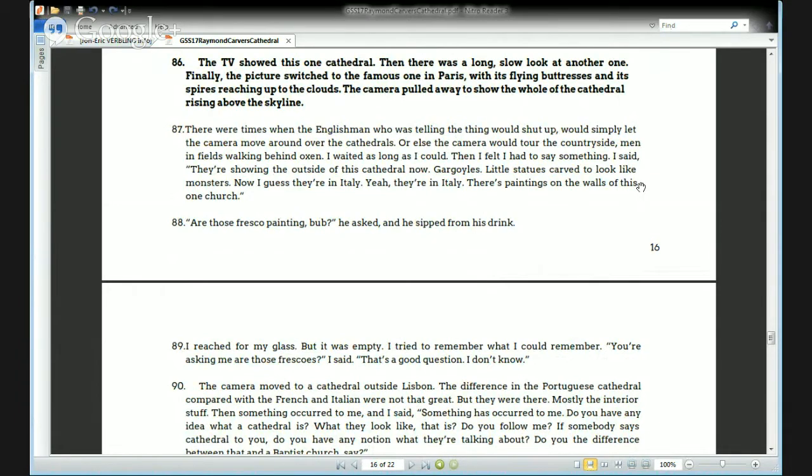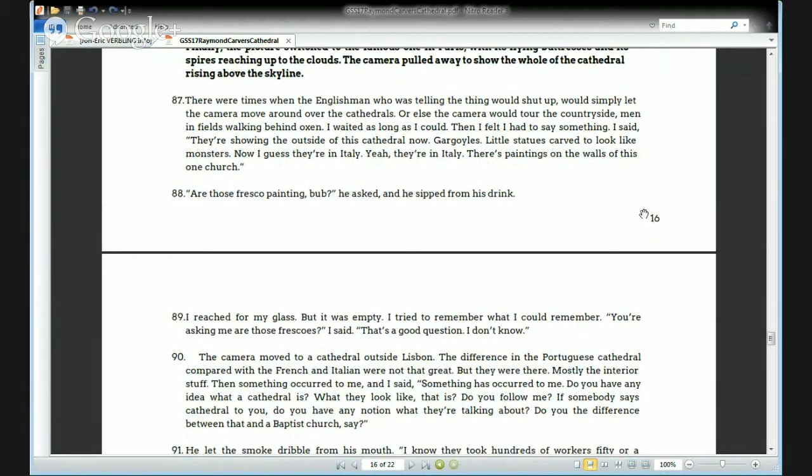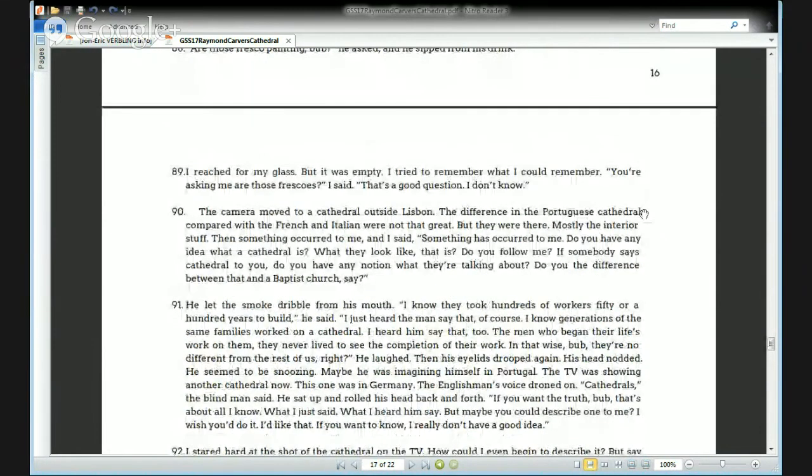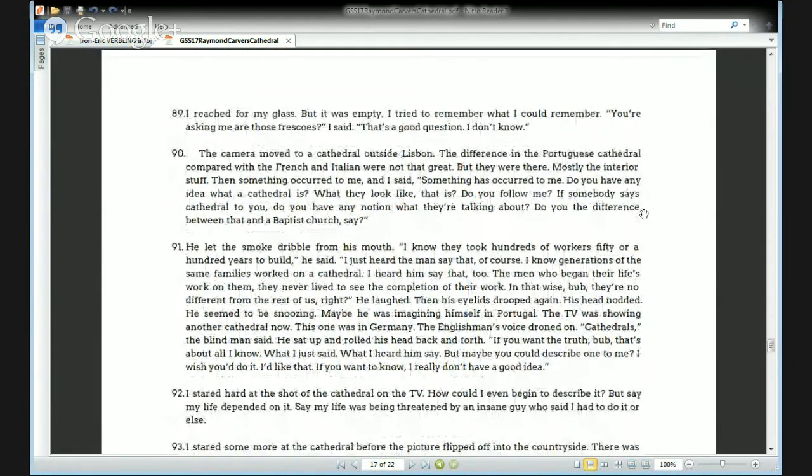There were times when the Englishman who was telling the thing would shut up, would simply let the camera move over the cathedral, or else the camera would tour the countryside, men in fields walking behind oxen. I waited as long as I could. Then I thought I had something to say. I said, "They're showing the outside of the cathedral now, gargoyles, little statues carved to look like monsters. Now I guess they're in Italy. Yeah, they're in Italy. There's a painting on the wall of this one church." "Are those frescoes, bub?" he asked. He sipped from his drink. I reached for my glass, but it was empty. I tried to remember what I could remember. "You're asking me about those frescoes," I said. "That's a good question. I don't know."